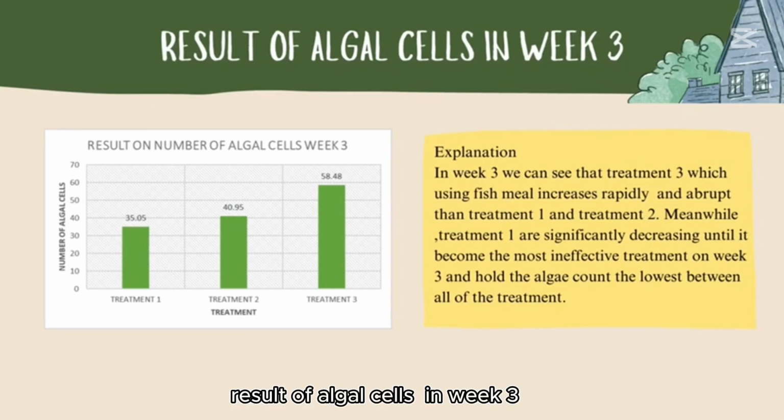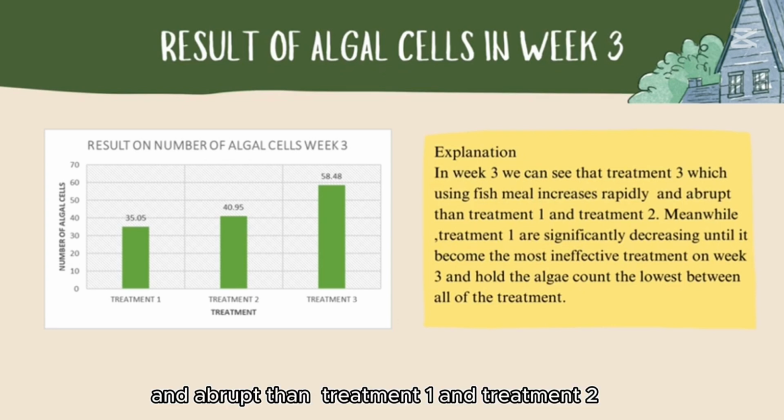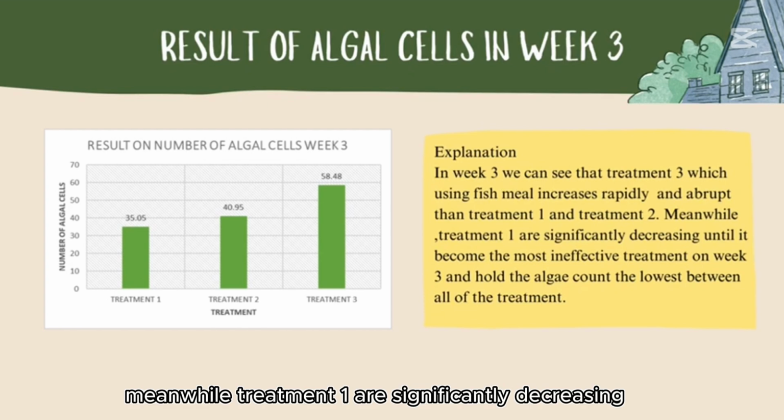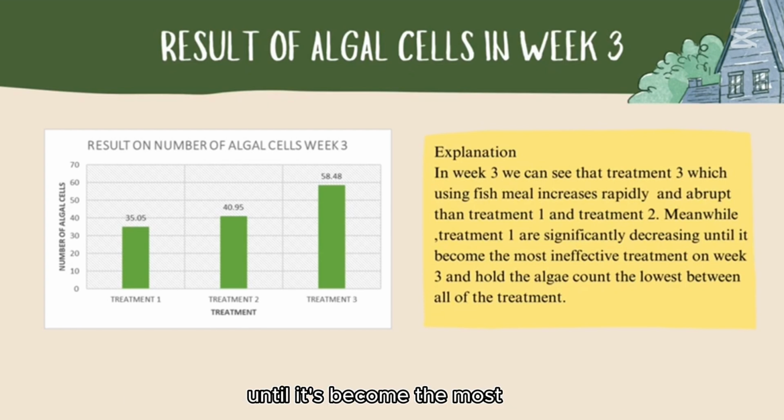Result of algae cell in week 3. In week 3, we can see that treatment 3, which is using fish meal, increased rapidly and surpassed treatment 1 and treatment 2. Meanwhile, treatment 1 is significantly decreasing until it becomes the most ineffective treatment in week 3 and holds the lowest algae count among all of the treatments.